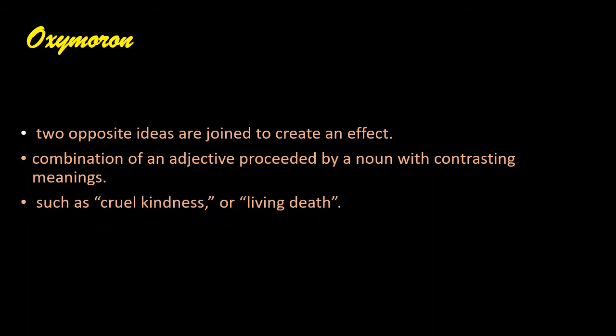An example is cruel kindness. Cruel is an adjective, kindness is a noun. So an adjective followed by the noun. Normally in oxymoron this is the general structure. Or living death. Again, living is an adjective and death is the noun.